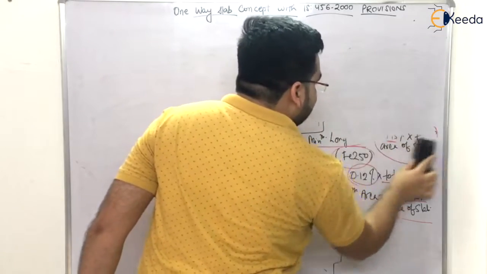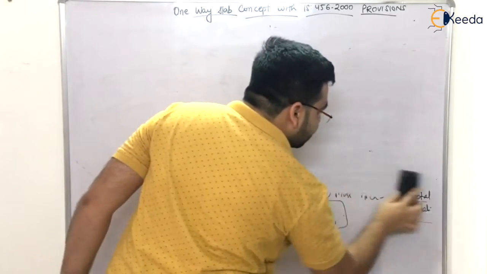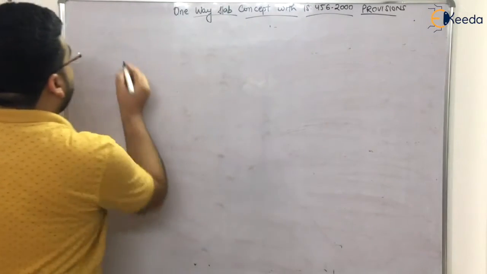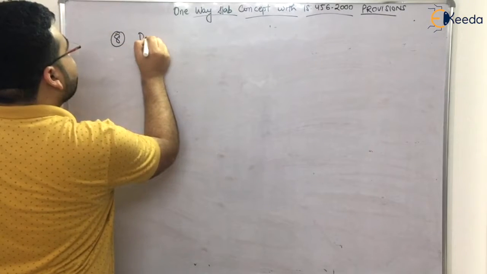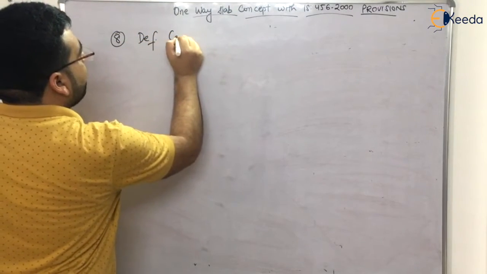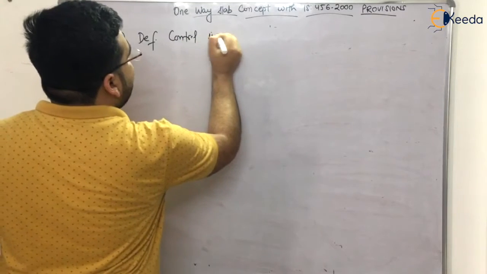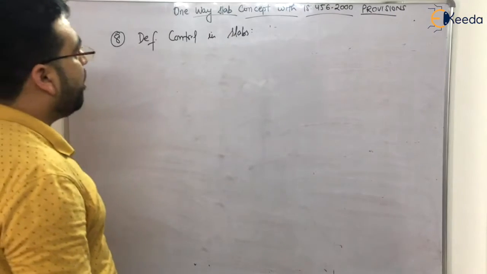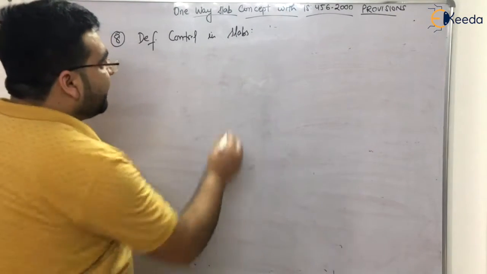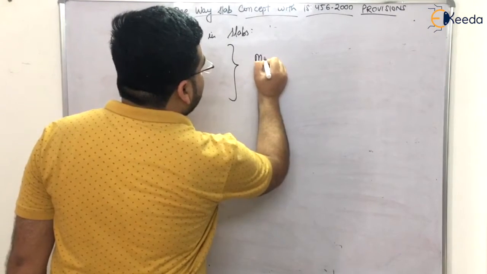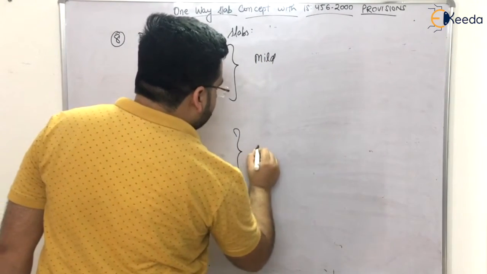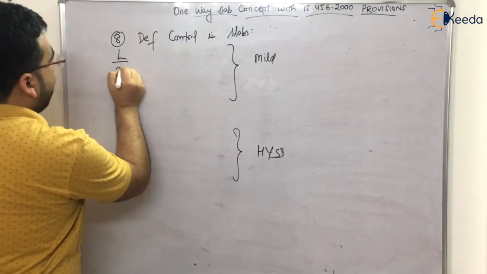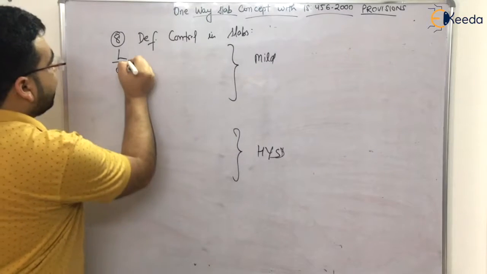Now the 8th point is deflection control in slab. Let me rub this. The next point is deflection control in slab. In slab, the deflection control depends upon the type of steel. First of all, let me tell you about the mild steel, and then I will tell you about the HYSD. So for mild steel, the L by D ratio, L is the L effective. Let me write L effective.